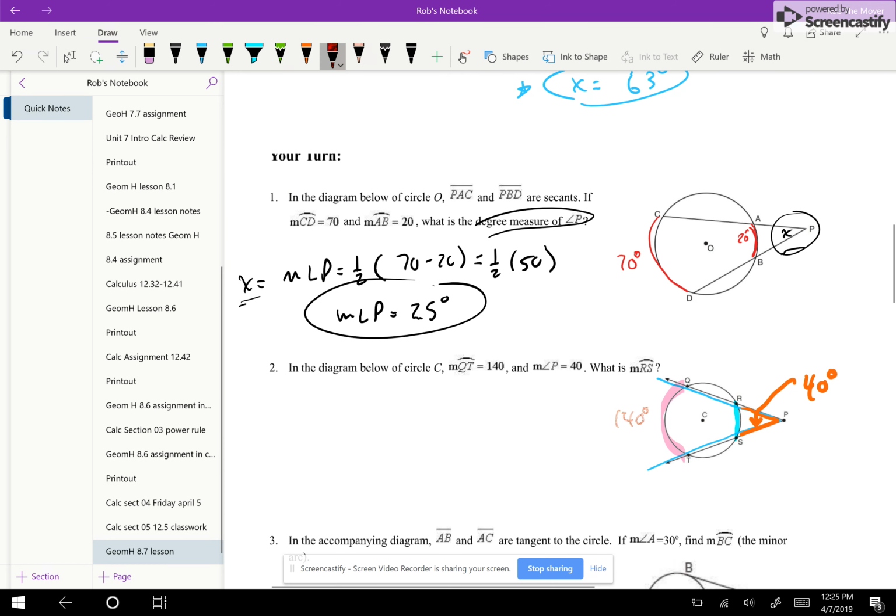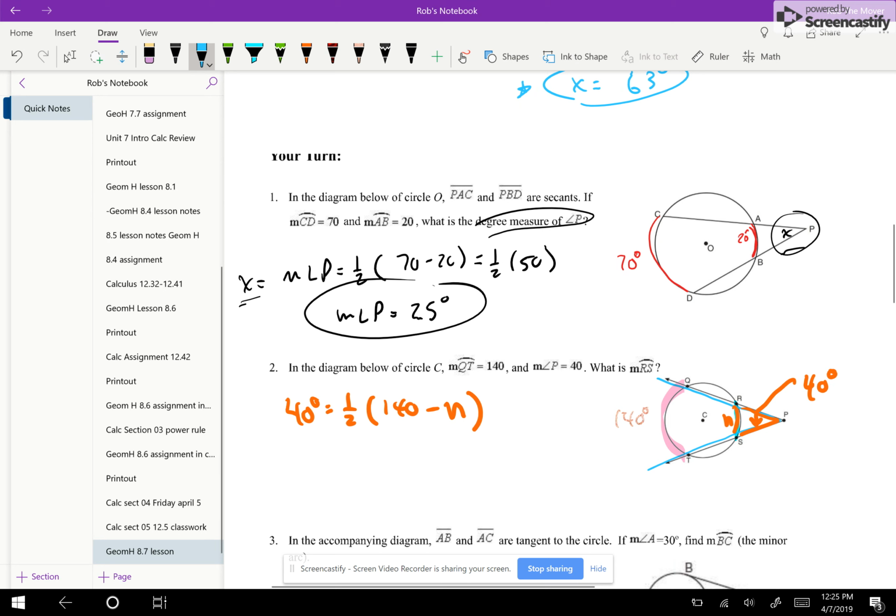So let's go ahead and figure out what the equation would be. The angle, which is 40 degrees, is half the measure of the outer arc minus the measure of the inner arc. And I'm going to call the inner arc N, and label it in my diagram as such. This is N. Okay, now let's go ahead and do the algebra here.